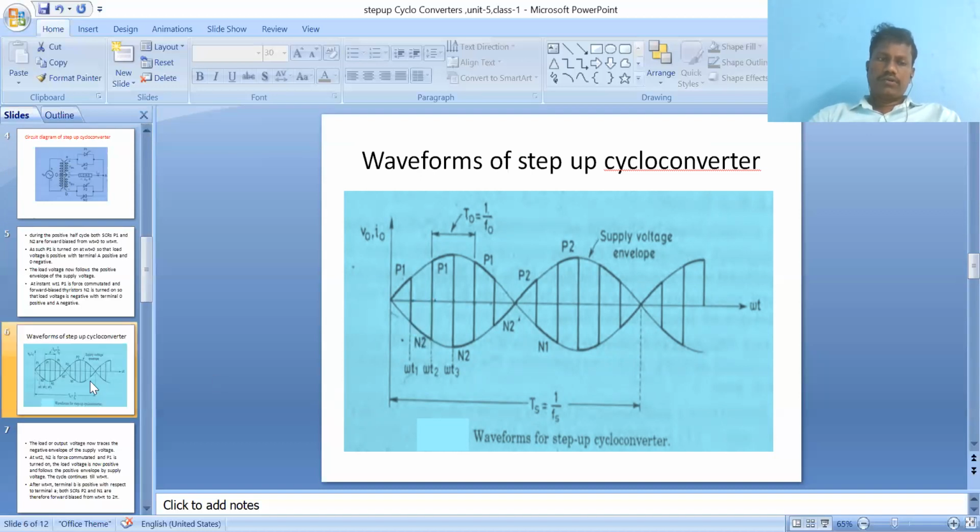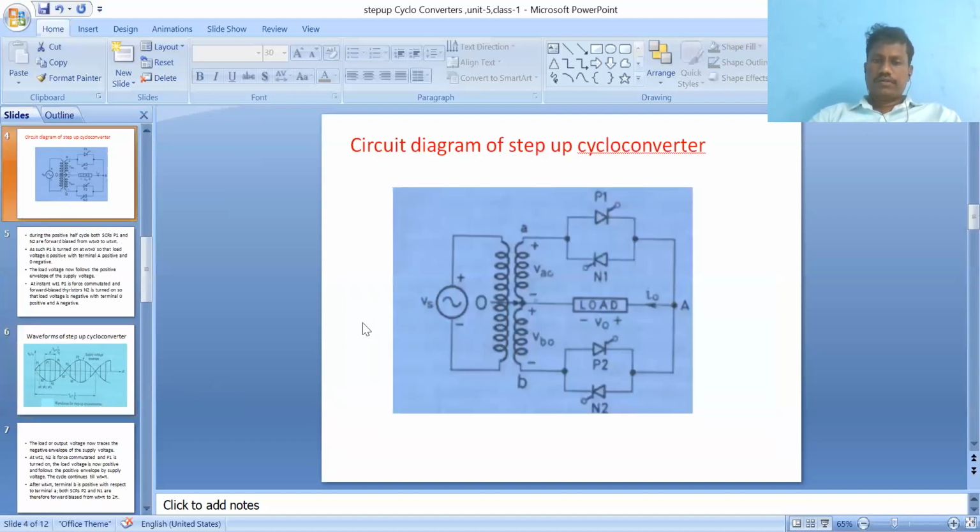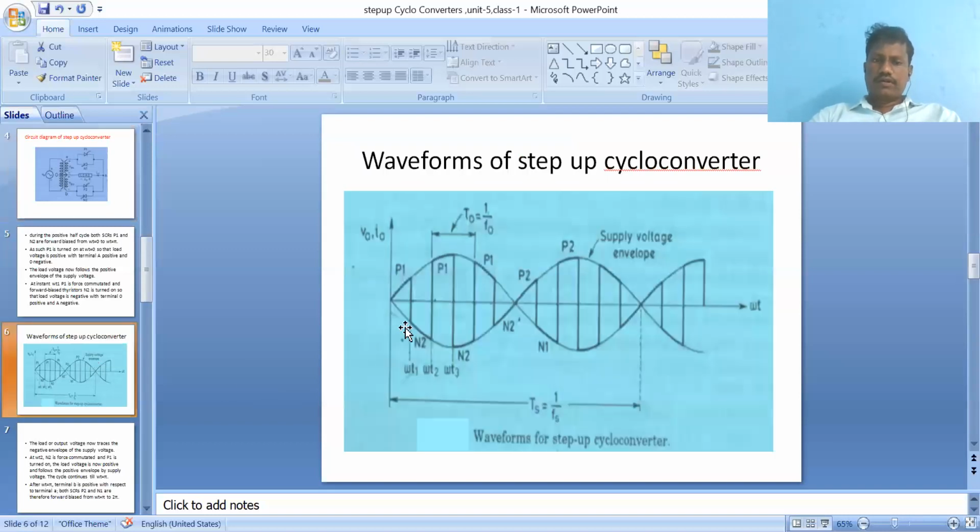Why are you getting negative voltage? Because N2 is triggered. The actual direction is forward in these directions, but once N2 is triggered, the direction is opposite to that. That's why we are getting the negative direction, negative output voltage.